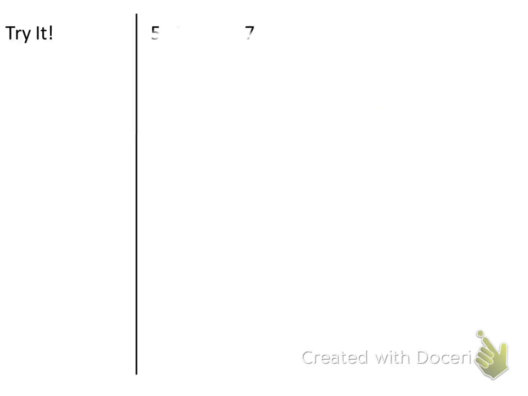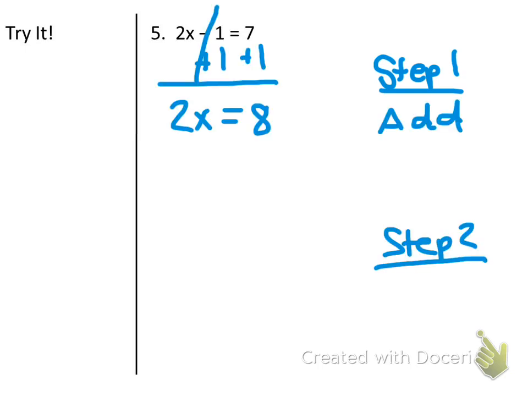Okay, on number 5, I want you to try it on your own. Write down and tell me what you did for step 1. Please pause the video. Okay, let's check our work. For step 1, you should have added 1 to both sides, so negative 1 plus 1 is 0. And 7 plus 1 is 8. So 2x equals 8. Now pause the video and try step 2.